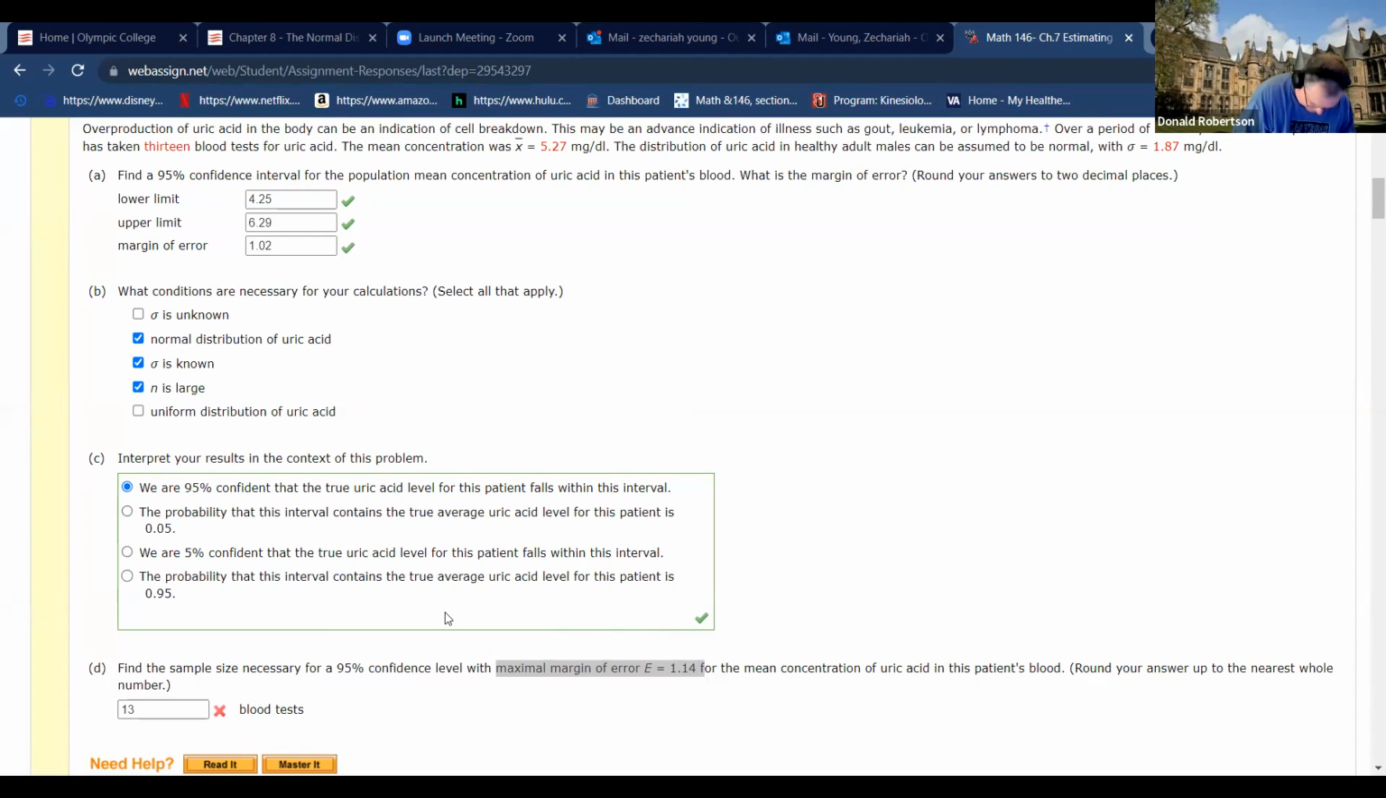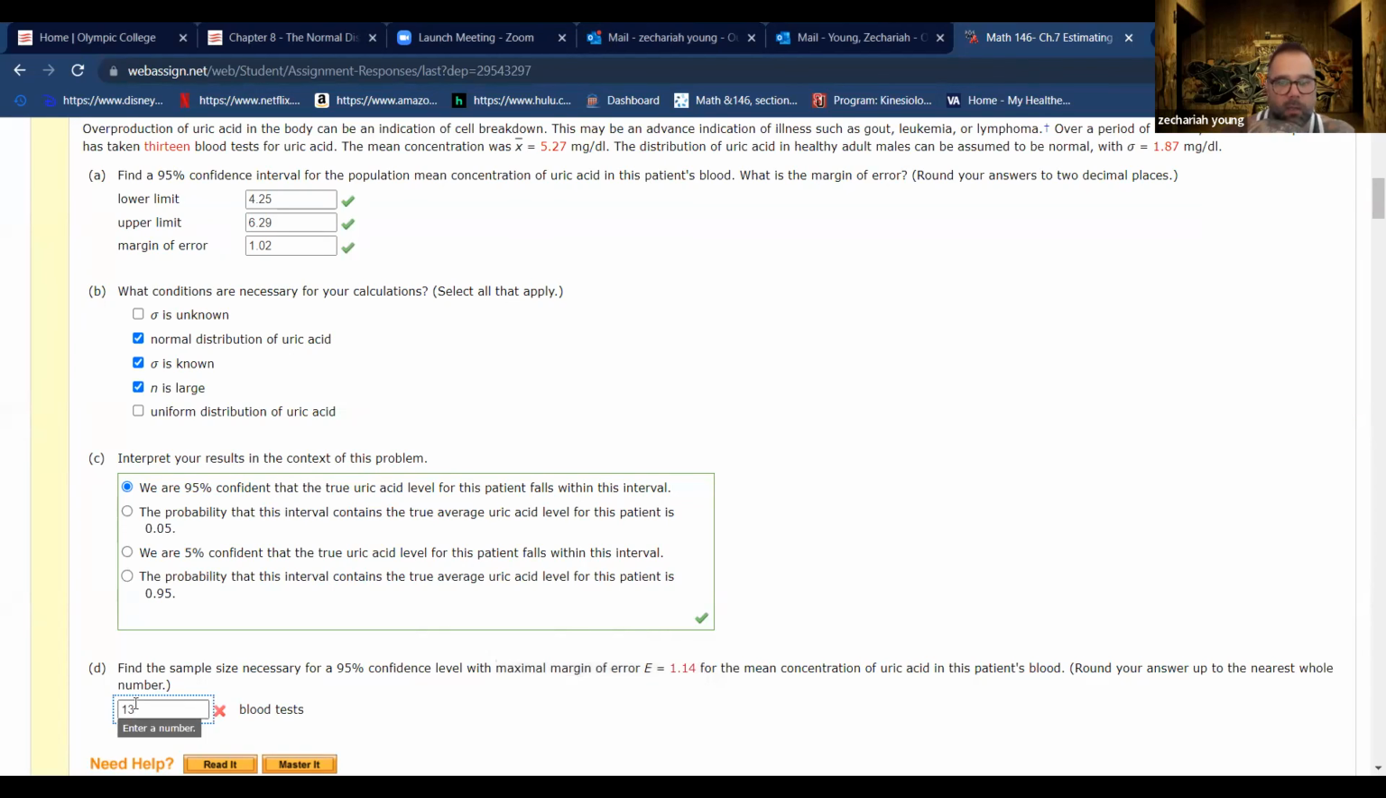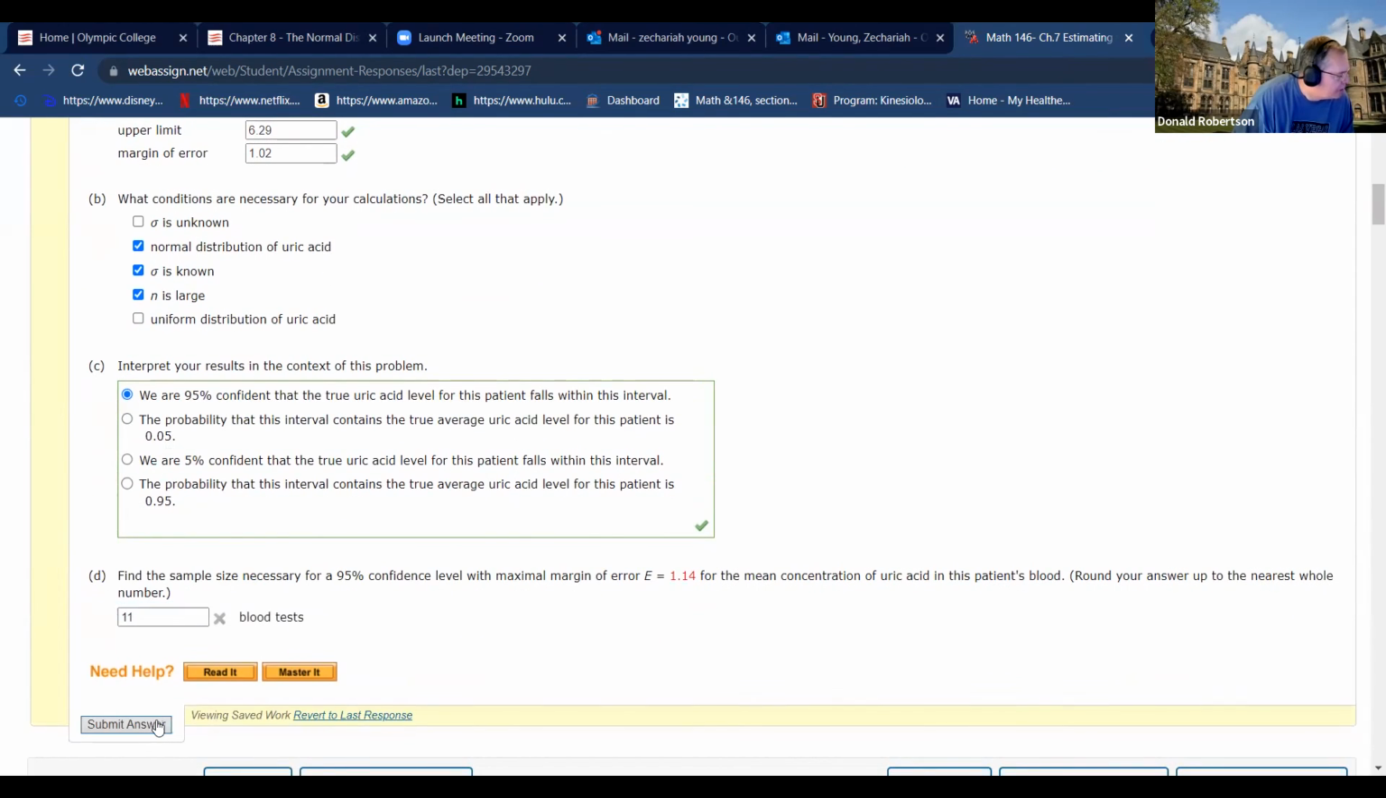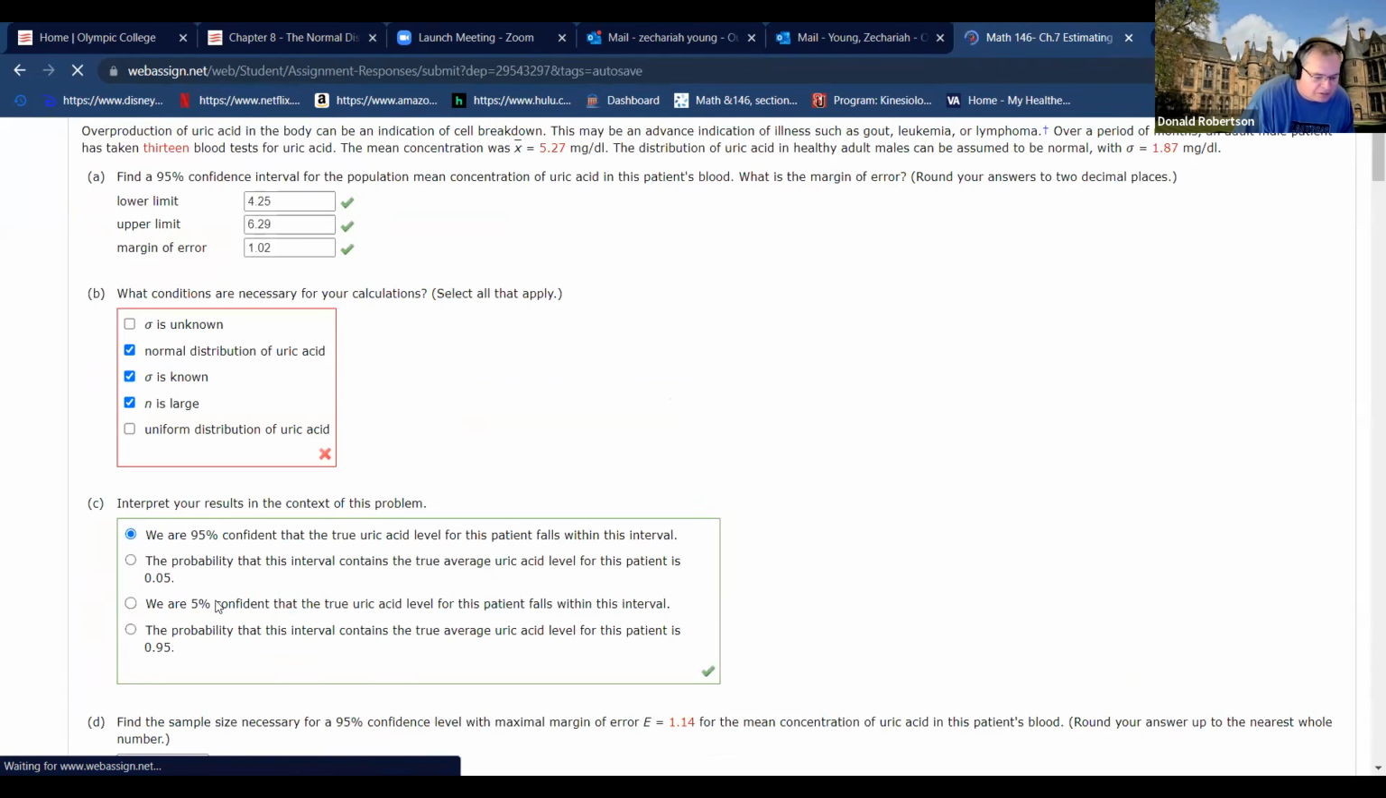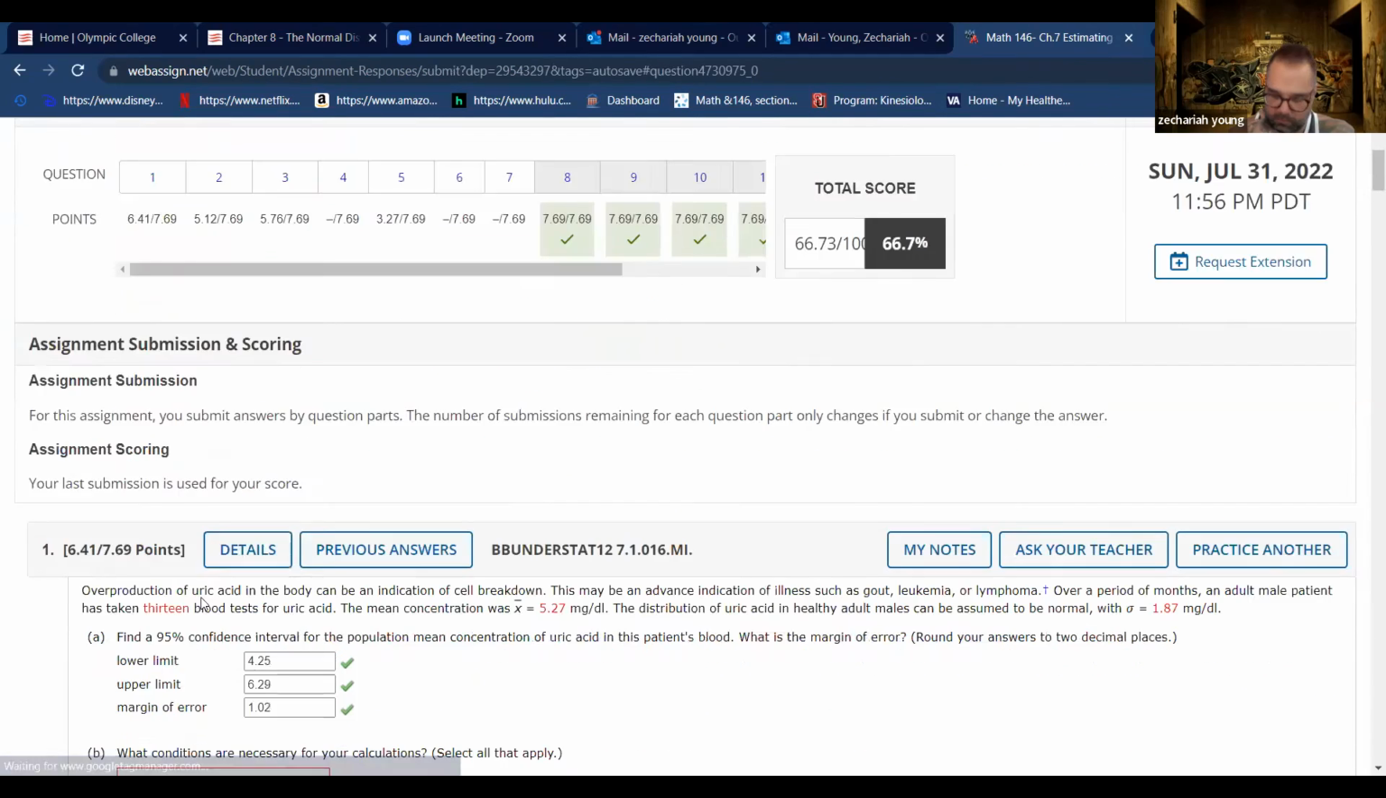So we're going to type in 11 here. And if that doesn't work, we'll type in 10, but I'm hoping it's 11. So in D, type in 11. I would probably round up just to be safe. So that's what I'm checking right now. There we go.